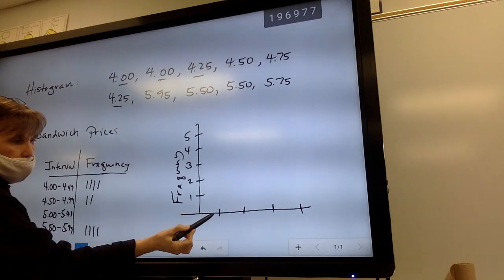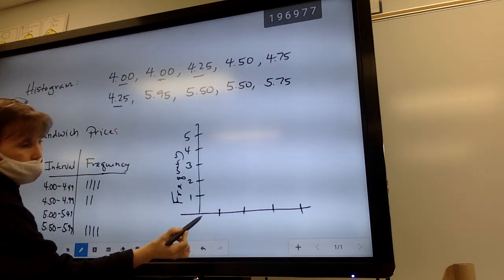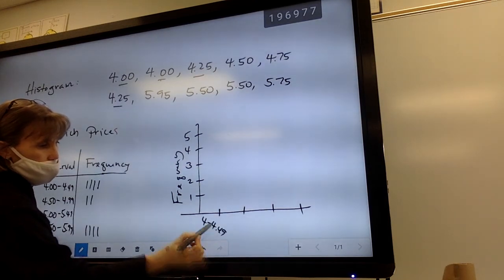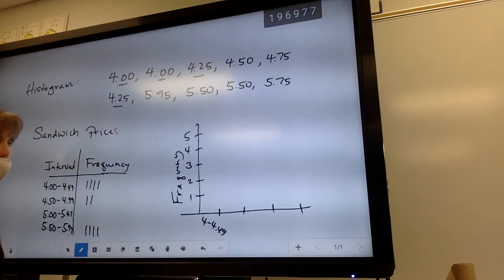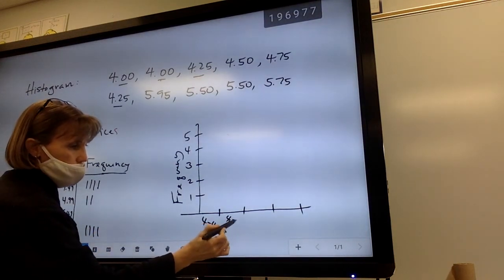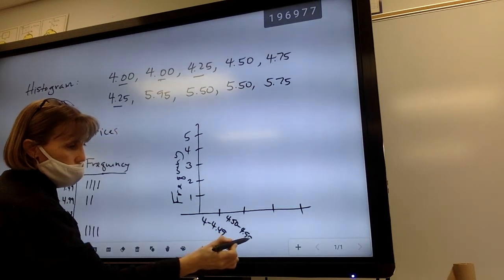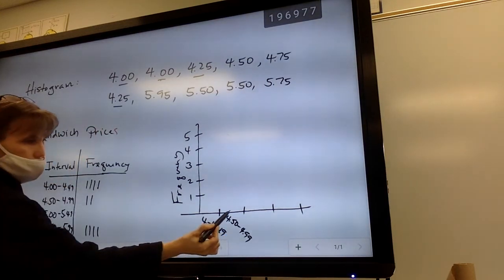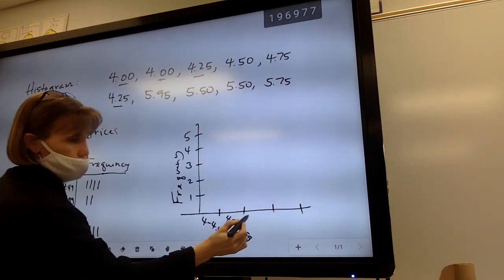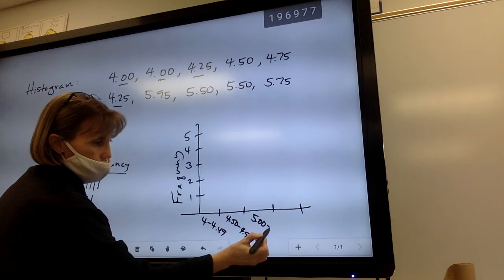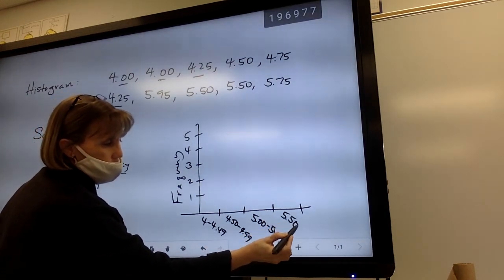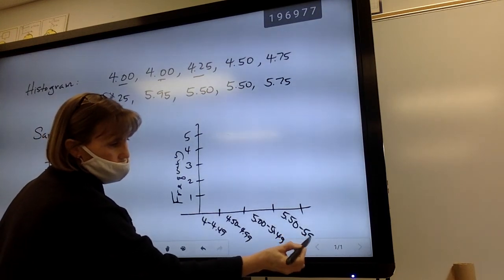Okay, that line is not the interval. This space is the interval. That's the interval from $4 to $4.49, this first space. The second interval goes from $4.50 to $4.99. That's that space, not the line, not the mark, but the space. Then we've got $5 to $5.49. And then we have $5.50 to $5.99.